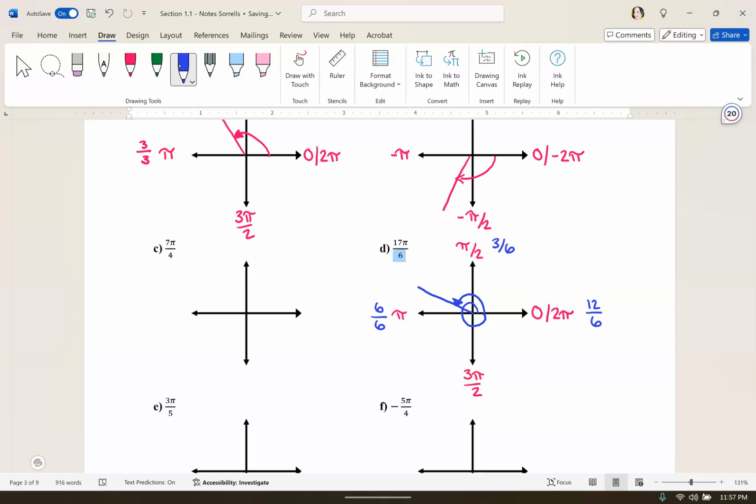Okay. Now, if you want, and we're actually going to talk about this in just a second, you could have gone 17 pi over 6 and just subtracted 2 pi, knowing that it was going to be over. And you also could have figured out your 5 pi over 6. But either way, notice I did one full rotation, so I did have to show that.